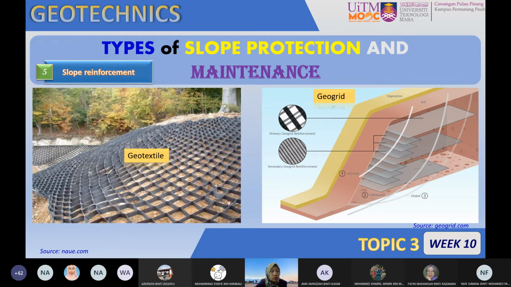So the slope is reinforced using these methods, so that you don't need to use a pile. And then we have, other than geotextile, we can also use the geogrid. This is the cross section of how the geogrid is placed on the slope. The vegetation is there, and then you place the geogrid at the sides here. The objective is the same as what we have with the geotextiles.